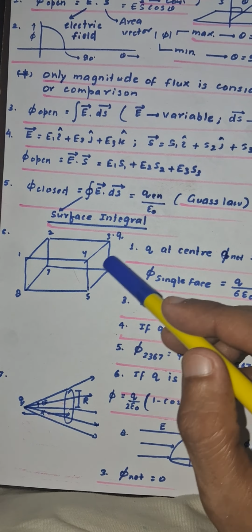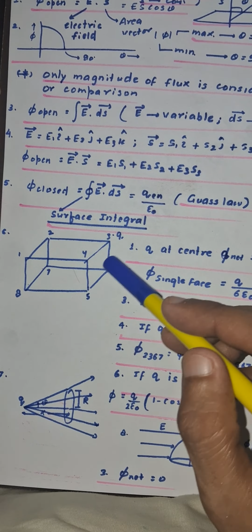Now there is an interesting question. If q is at the edge, then we have the total flux through the cube as q by 4 epsilon naught. There is one important question. Suppose the charge q is placed at a distance of x from a disk of radius r, then the total flux through the disk is given by q by 2 epsilon naught times (1 minus cos theta), where theta is this angle, which is also called the semi-vertex angle of the cone.